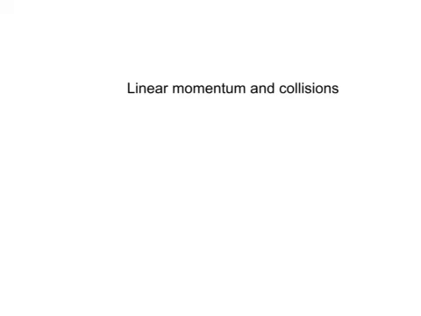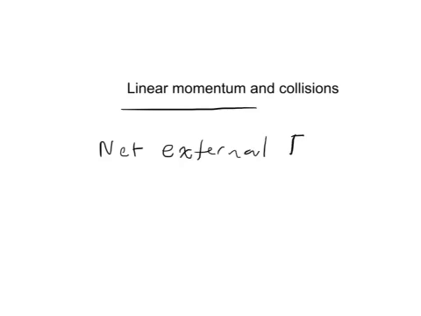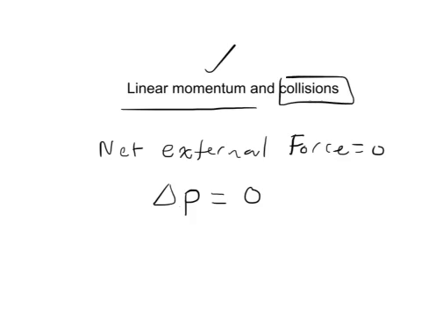We're going to look at linear momentum and collisions. So a key idea, getting back to linear momentum, is that if the net external force equals 0, the change in momentum should equal 0. In other words, if there's no external forces, the momentum won't change. So the first thing we're going to do is look at that a little bit, and then we're going to see how that relates to collisions.